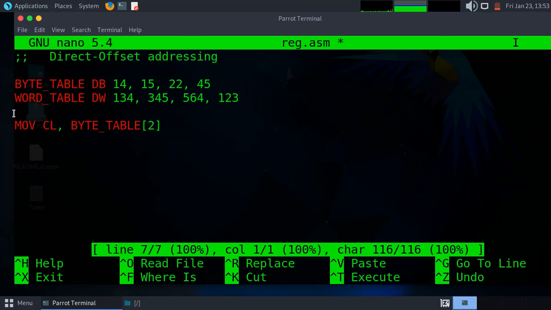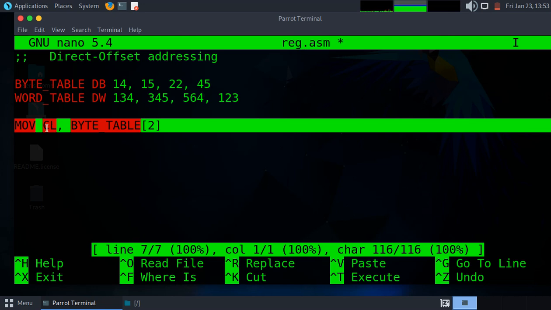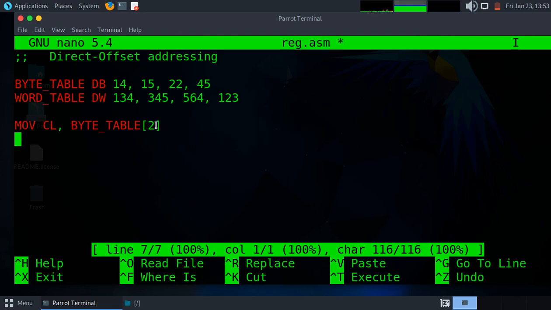Okay, so from there, if we do a move, mov cl, byte table, then we provide 2. Okay, we supply 2. So this one gets us the third element of the byte table. You can see that here we are having 14, 15, 22, and 45. And if we use 0, here we are going to get the first element of the byte table.